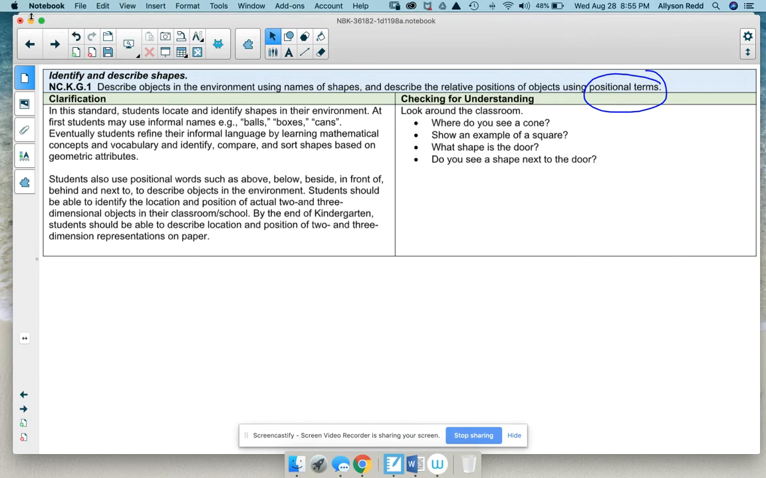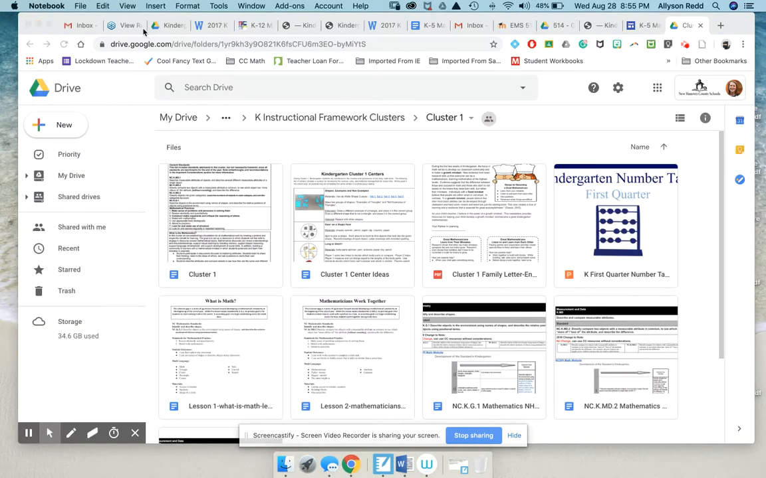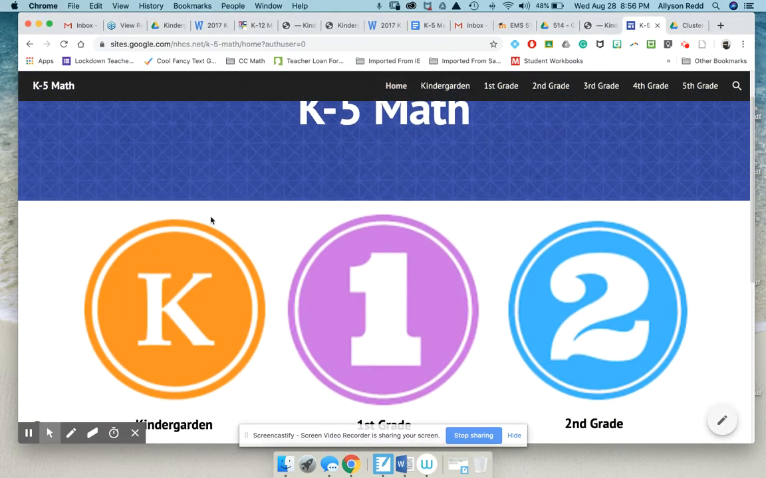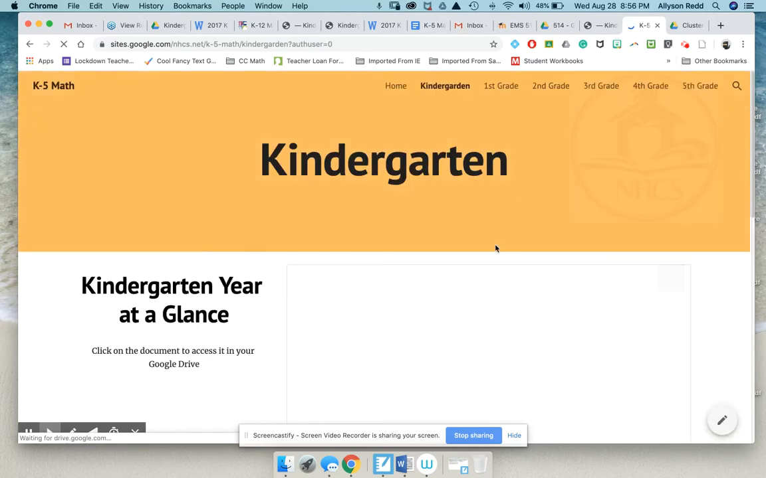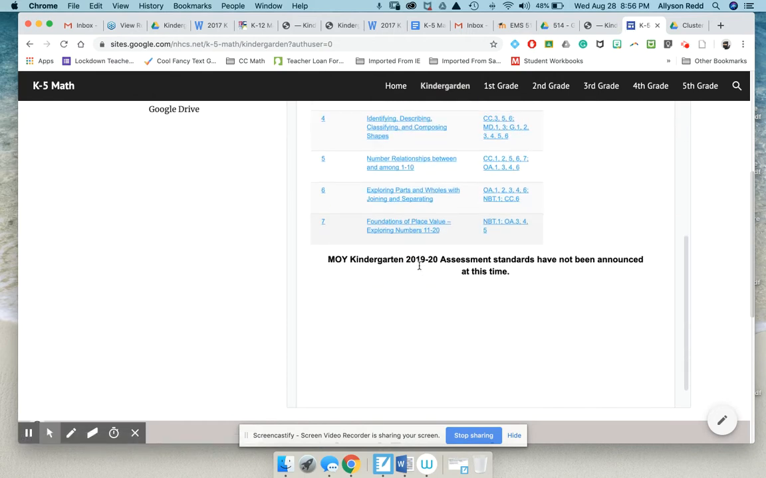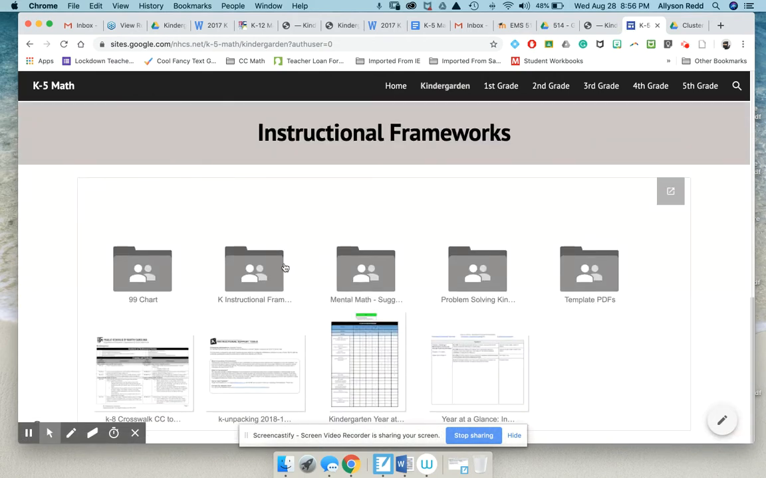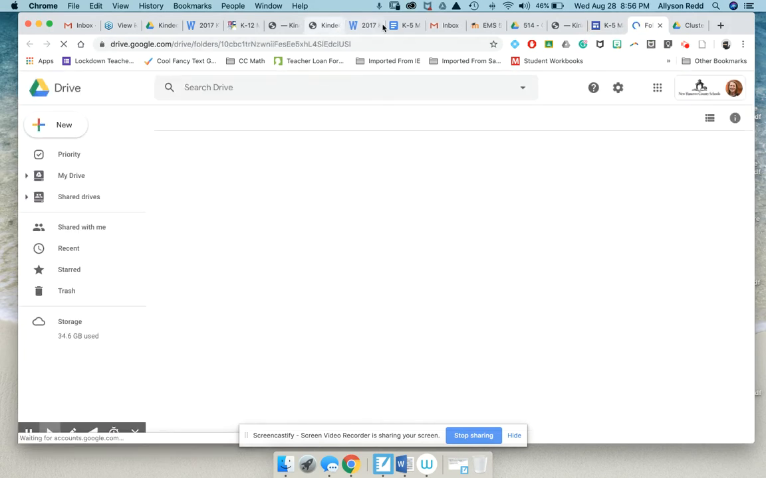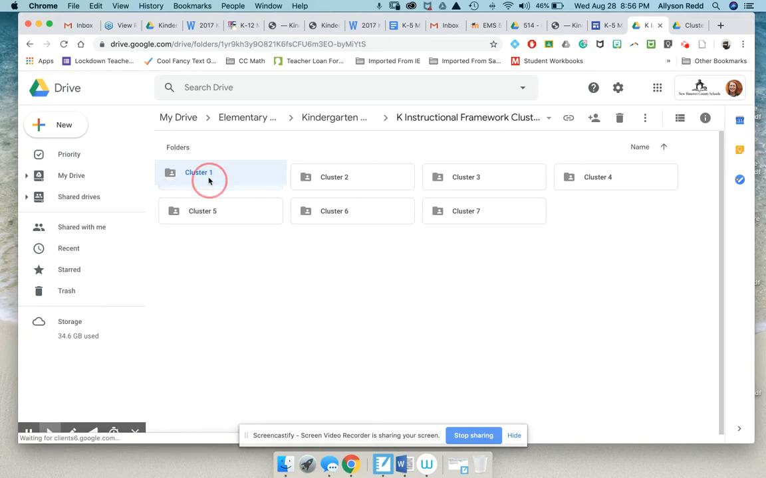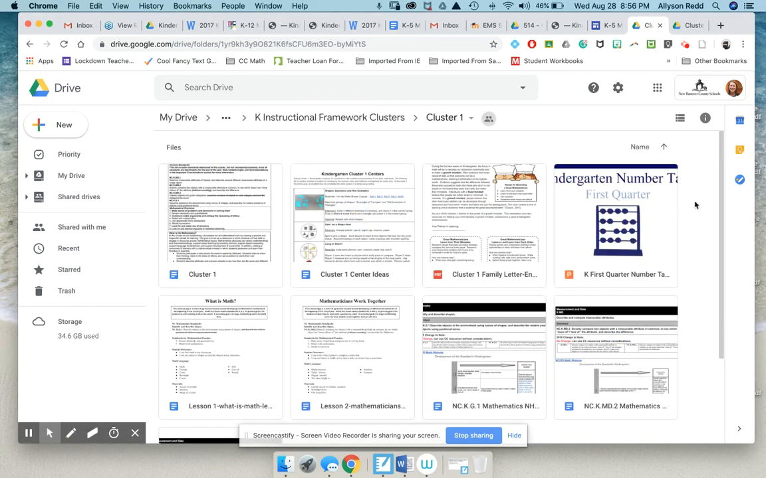Sorry. I wanted to go really quickly to the Google site. If you click on kindergarten, you'll clearly see the year at a glance first. You can continue to scroll through that, or you can go straight to the folder for the instructional frameworks. I'm only taking us here because I wanted to highlight these lessons that are in here.